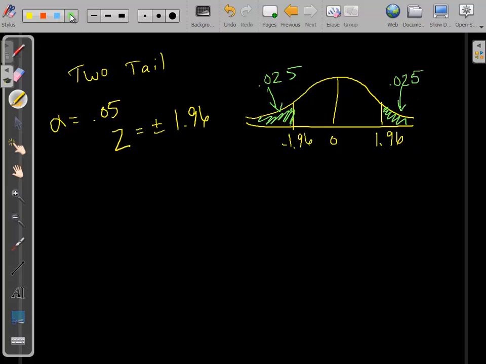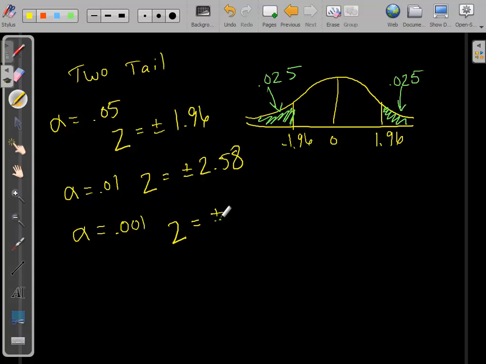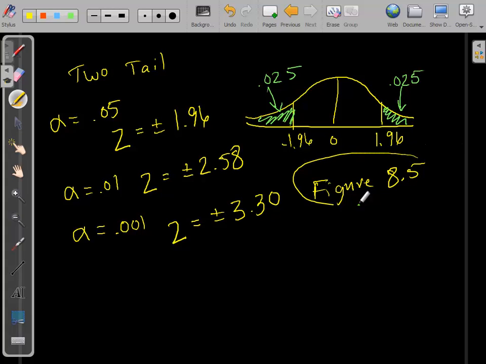Now if we had an alpha of 0.01, our z-scores would be plus or minus 2.58. If we had an alpha that was really small, 0.001, our z-scores would be equal to plus or minus 3.30. By the way, I'm pulling this from figure 8.5. I had to remember, and I didn't write down the page number, sorry. Okay, figure 8.5 has all this information listed out. So we're saying that these z-scores would create the boundary lines such that the two tails would collectively add up to the right significance level.